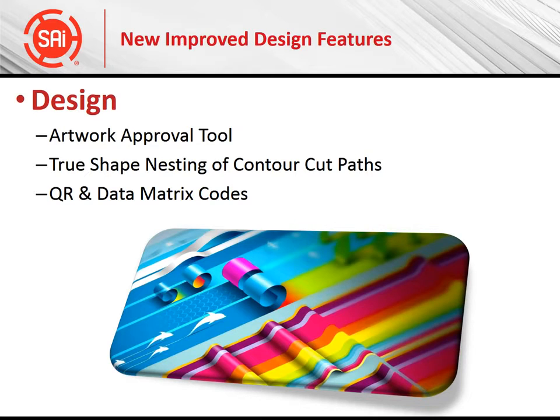So first, let's talk about the new improved design features in Flexi 12: the artwork approval tool, the true shape nesting of contour paths, and the QR and data matrix codes. And I'll even show you the rhinestone stuff. These are really nice features that have been added to help your designing in Flexi and make things really efficient for workflow as well. Next slide, you're going to see an actual video of these features.